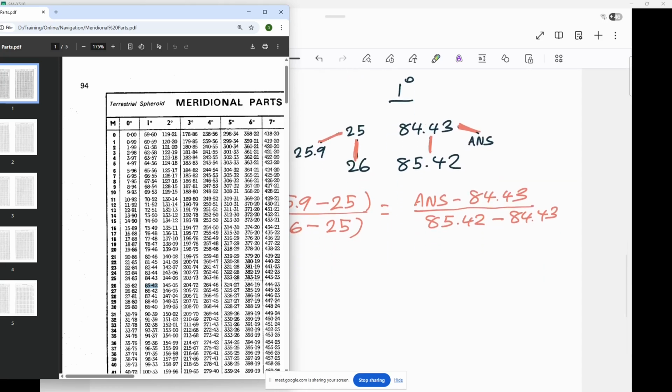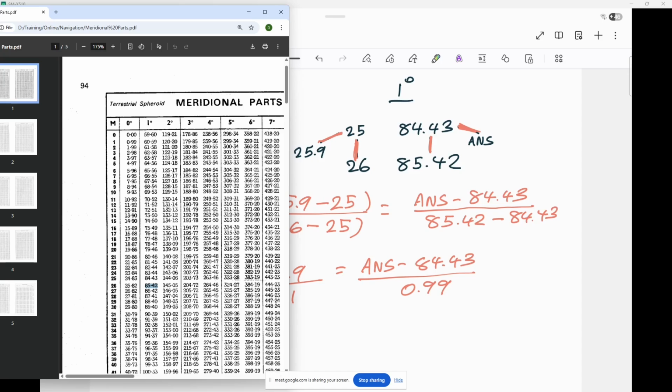You draw it like this. Now you have to find out. The top part is going to be 0.9 and the bottom part is going to be 1, and answer minus 84.43, and this part is how much? 85.42 minus 84.43 is 0.99. Are we clear? Yeah, 0.99. So now we have to find out what the answer is.